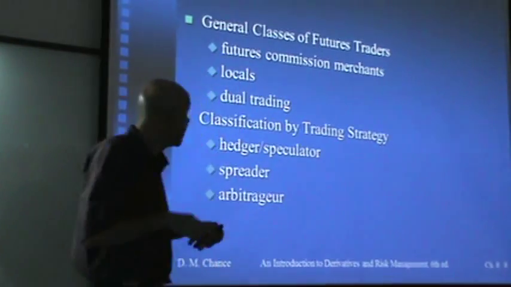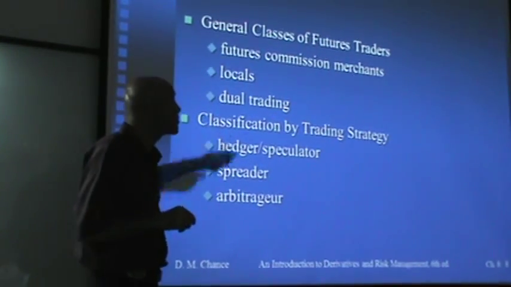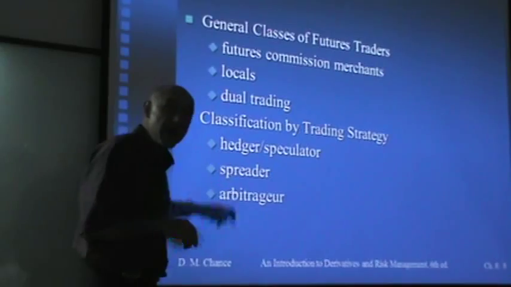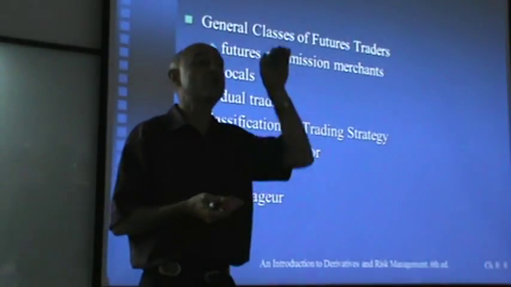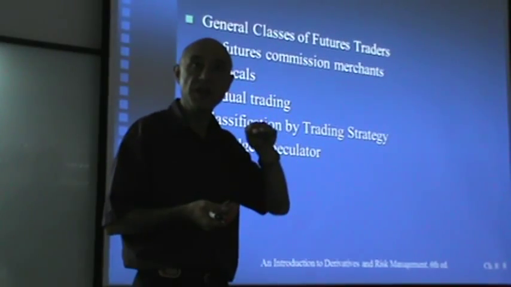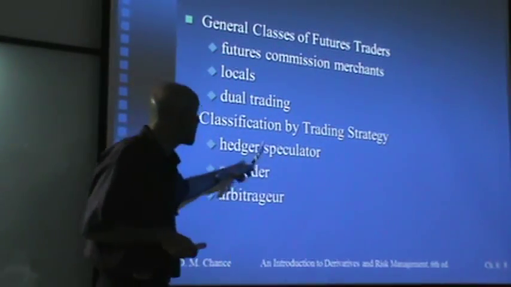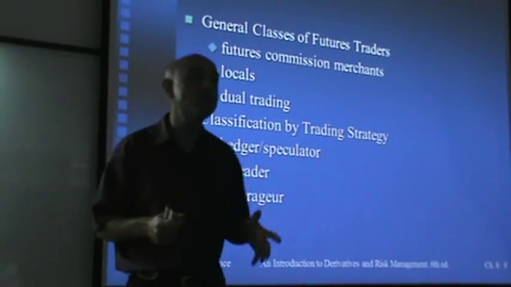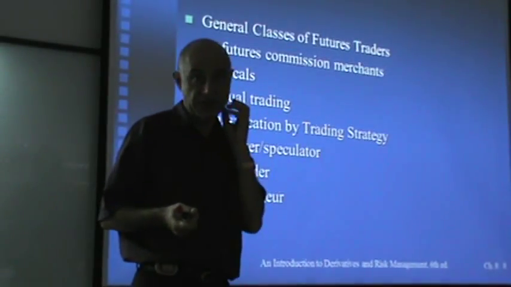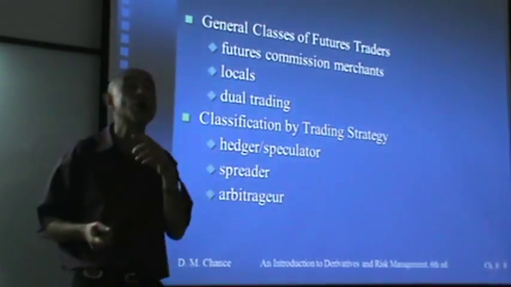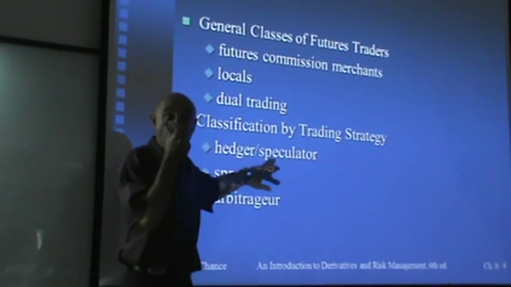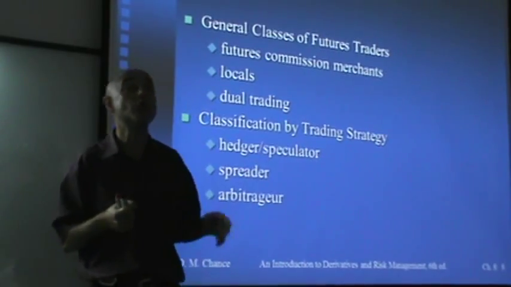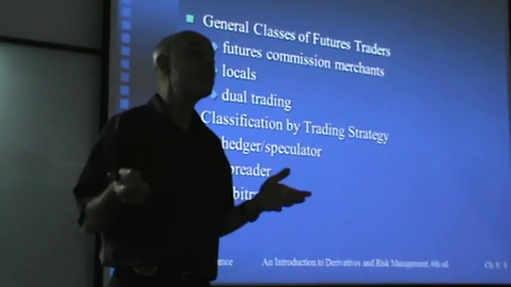Okay? Next one, classification by trading strategy. You have hedgers and speculators. Hedgers are those that try to reduce their risk. Speculators are those that will assume and increase their risk. A lot of times the speculator will be more and better informed, or a lot of times the speculator will be more and better capitalized.